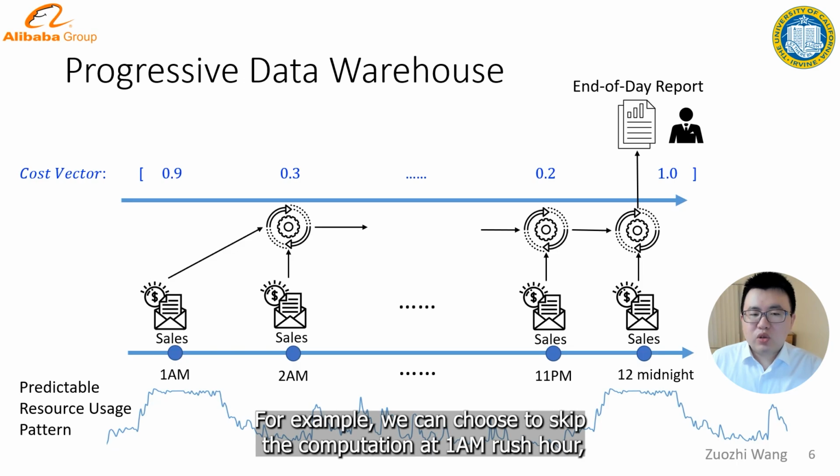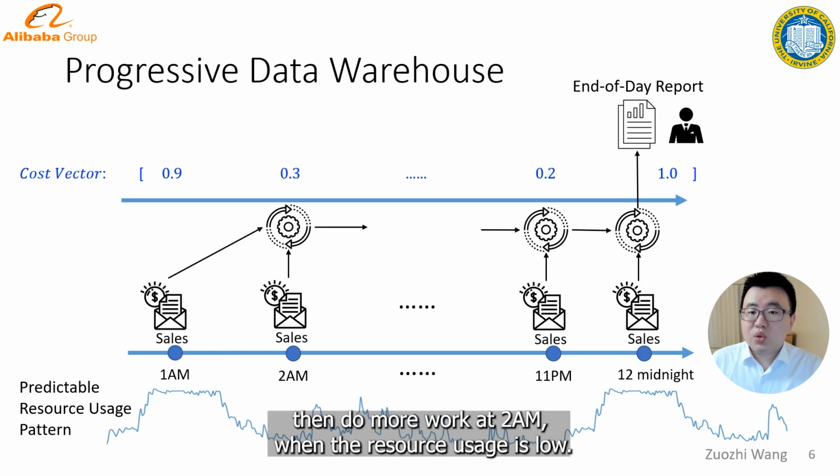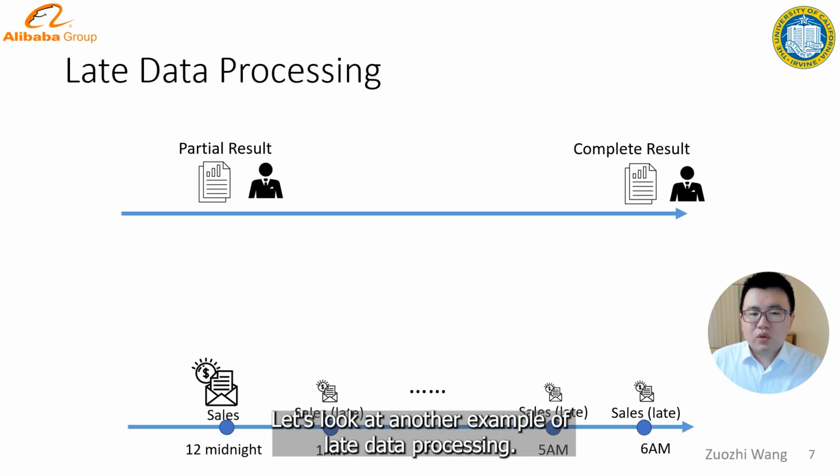For example, we can choose to skip the computation at 1 a.m. rush hour, then do more work at 2 a.m. when the resource usage is low. Let's look at another example of late data processing.